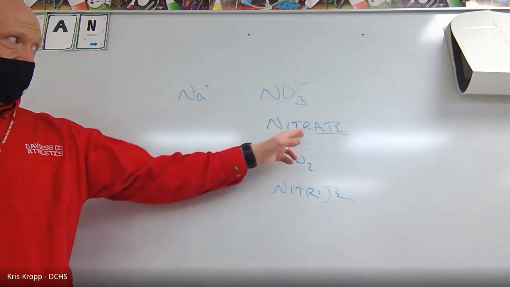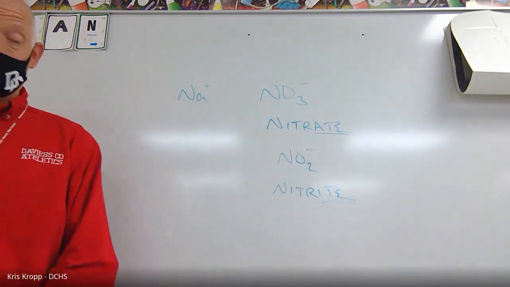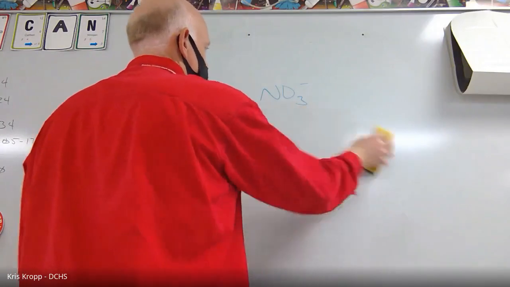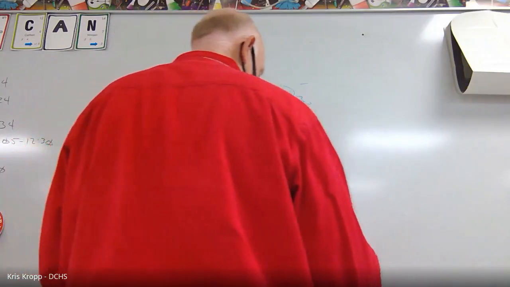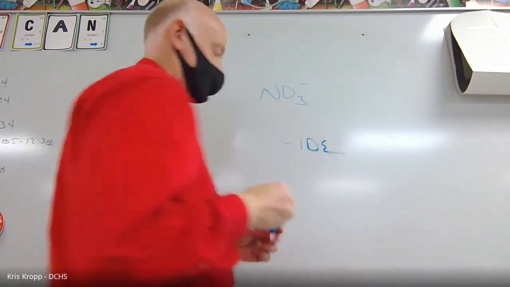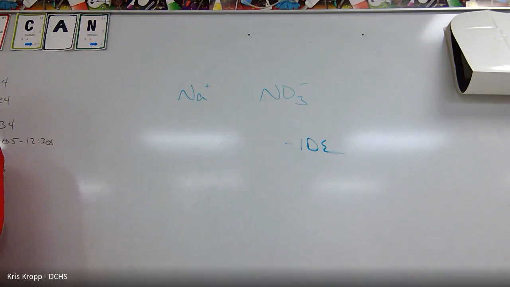So the endings are ATE and ITE for most of the polyatomic ions. Now, check this out. There are a handful of polyatomic ions that end in IDE. Uh-oh. That could be trouble because we're already doing IDE endings, right? But here's the thing, it's not trouble.